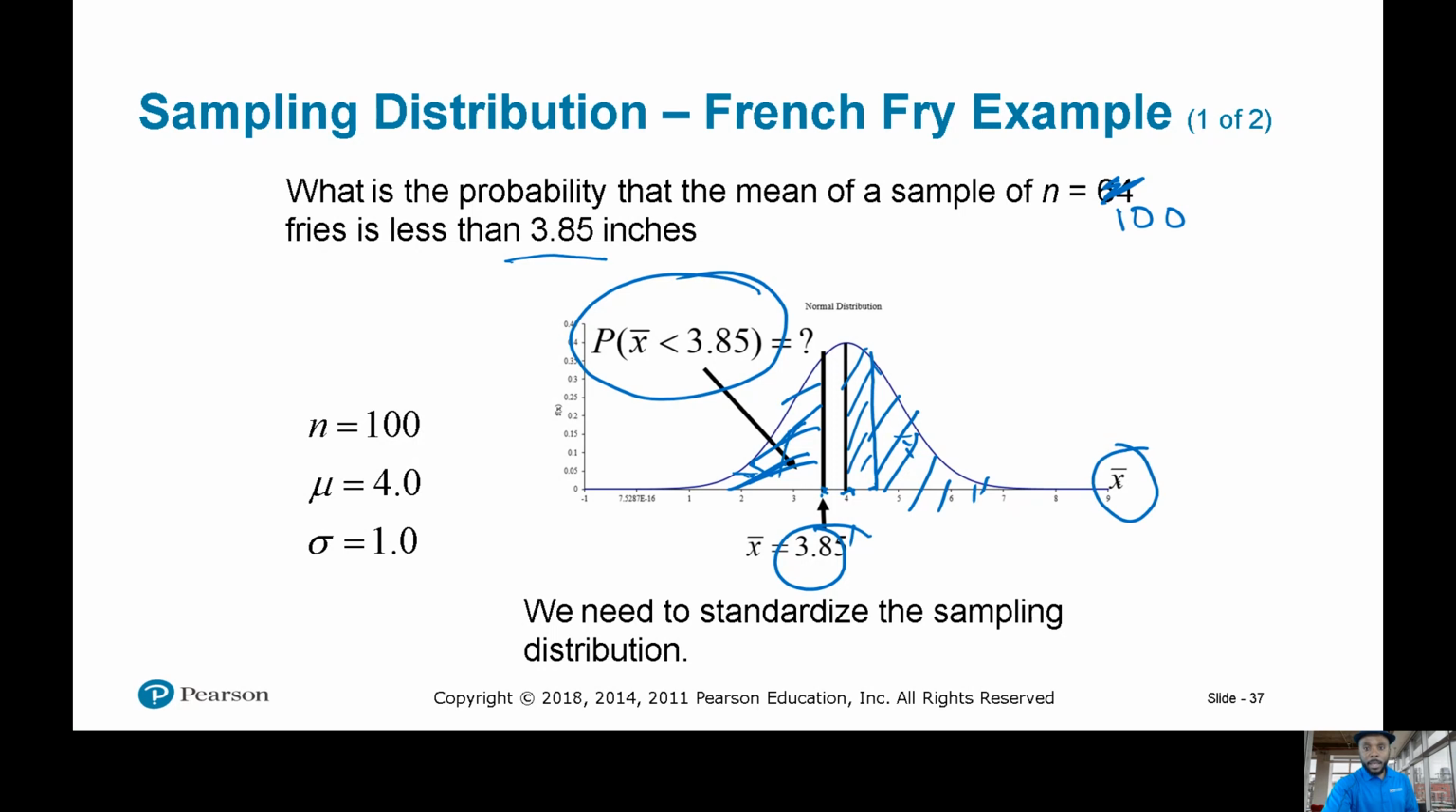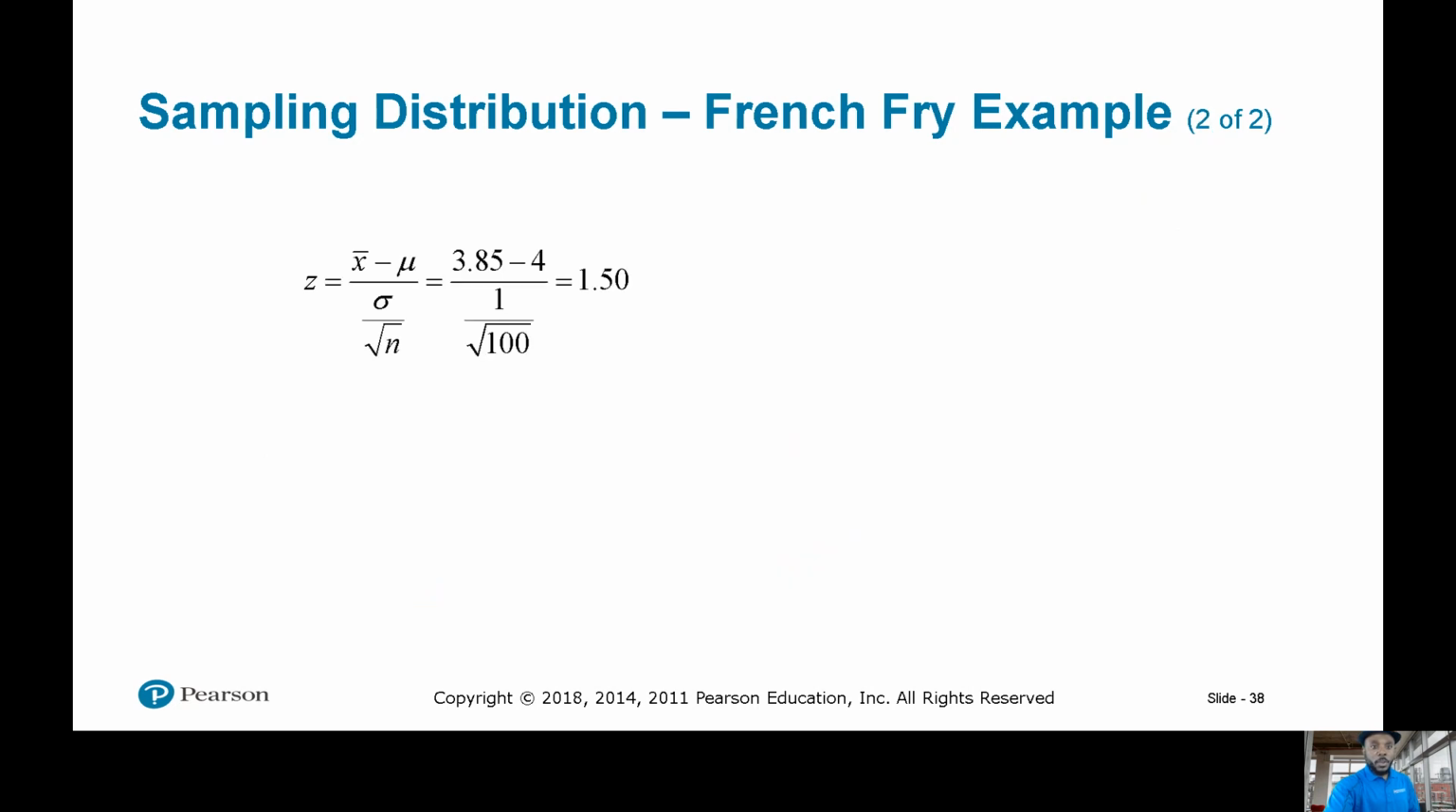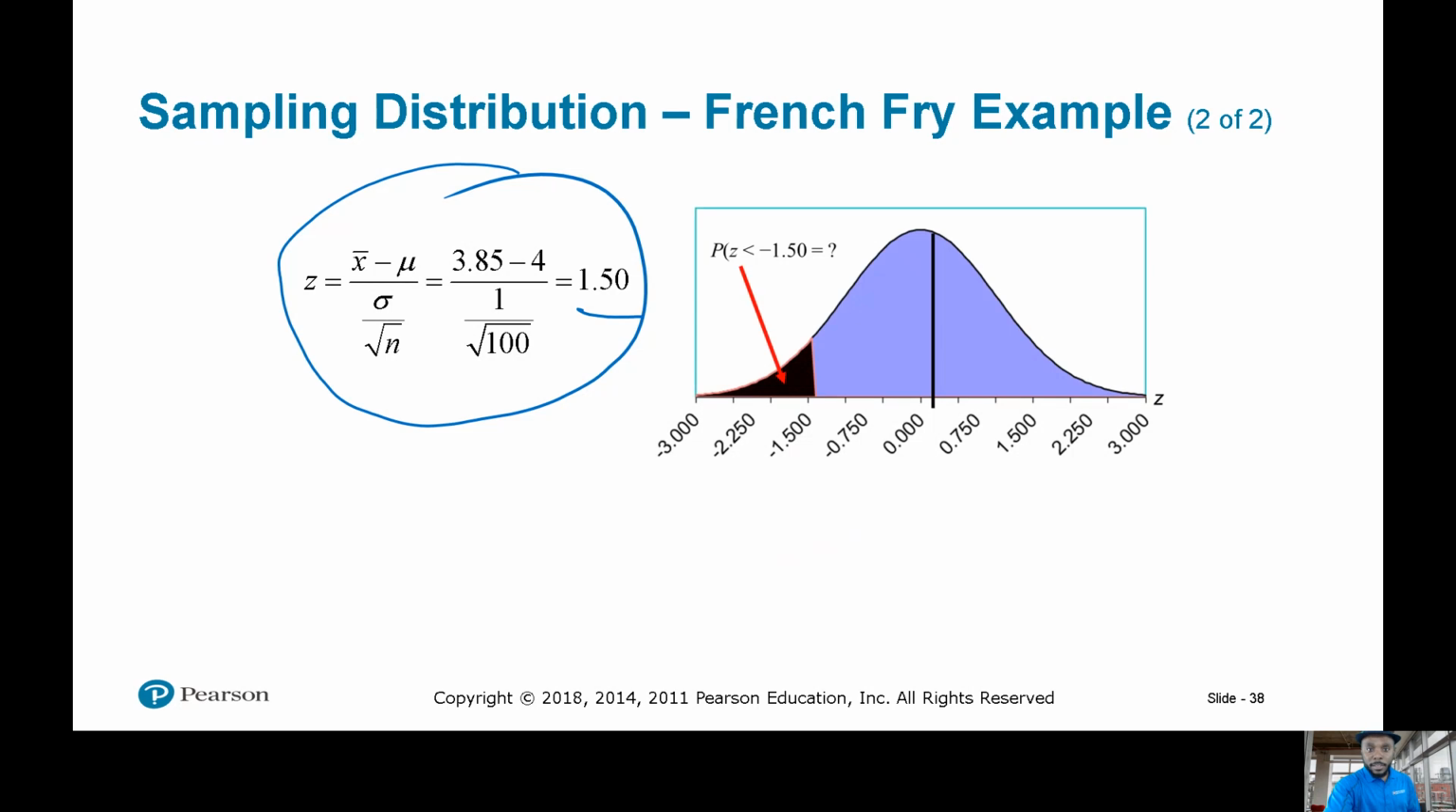Right now, we're in the X bar distribution. Let's standardize the sampling distribution. So given that n is 100, not 64, and mu is 4.0, and sigma is 1, solving for this, we have that z is now 1.50. And looking at this, if this is negative 1.5, this point here is negative 1.5. Now we can have this is positive 1.5.